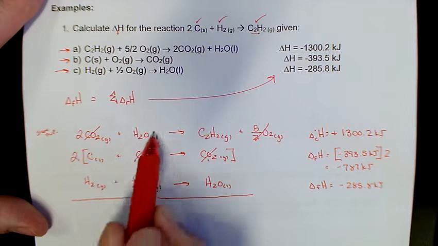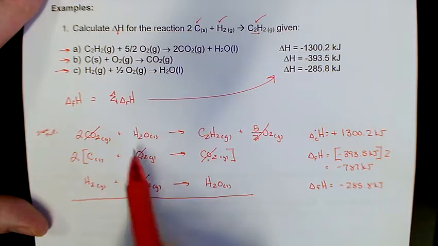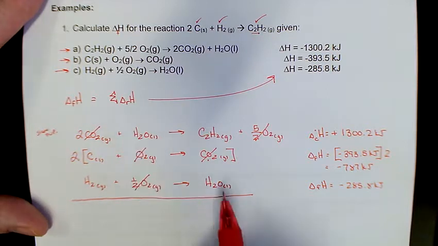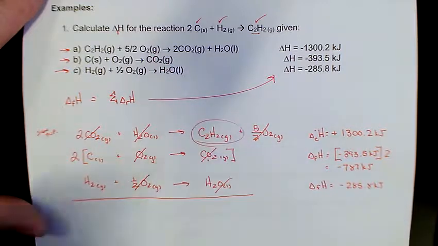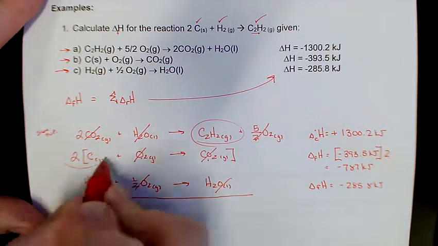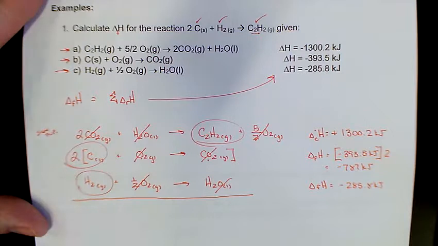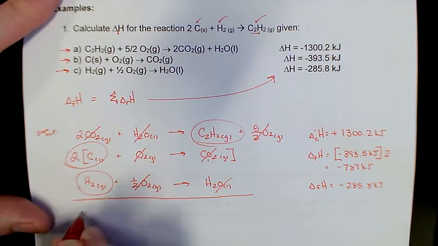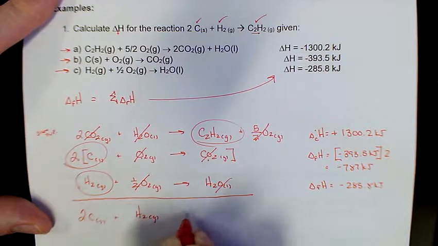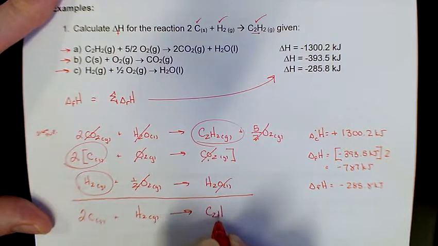Double check one more thing. I have 1 mole of water here as a reactant, 1 mole of water here as a product. They should cancel. And if I look at what remains, I have 1 mole of acetylene, I have 2 moles of carbon, and 1 mole of hydrogen. So if you look at your reactants, it's 2 carbons plus 1 hydrogen gives us 1 acetylene.